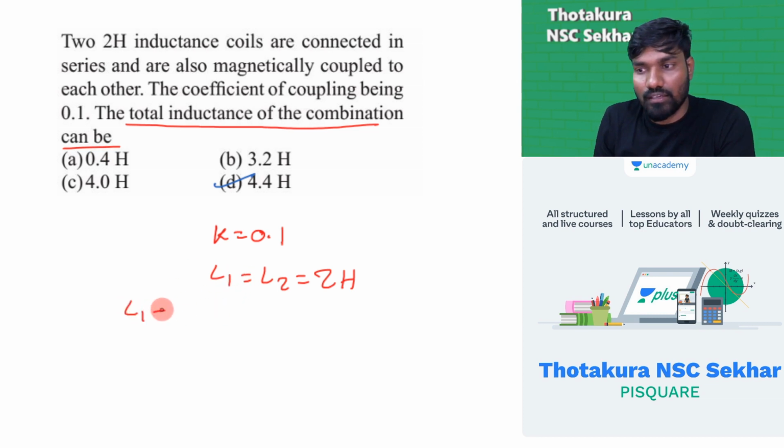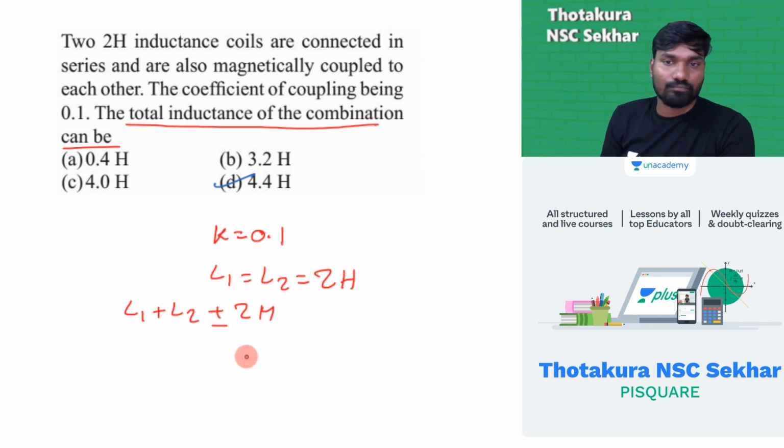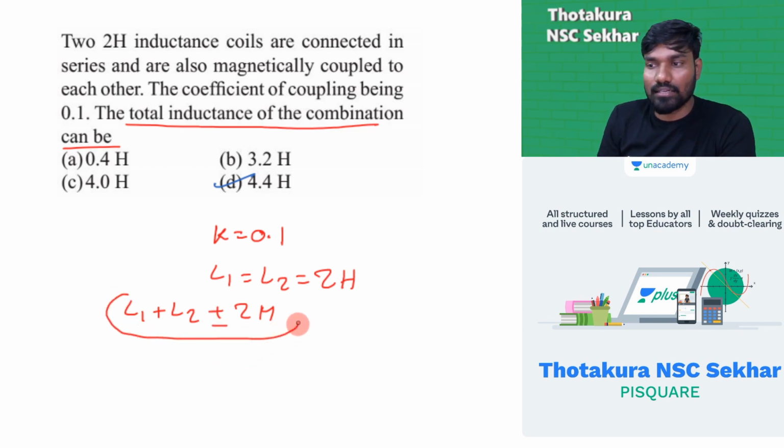One is plus 2M, another one is minus 2M. Either of these two can be the resultant value. L1 plus L2 is 2 plus 2, which is 4, plus or minus 2 into M. How do you find the M value?